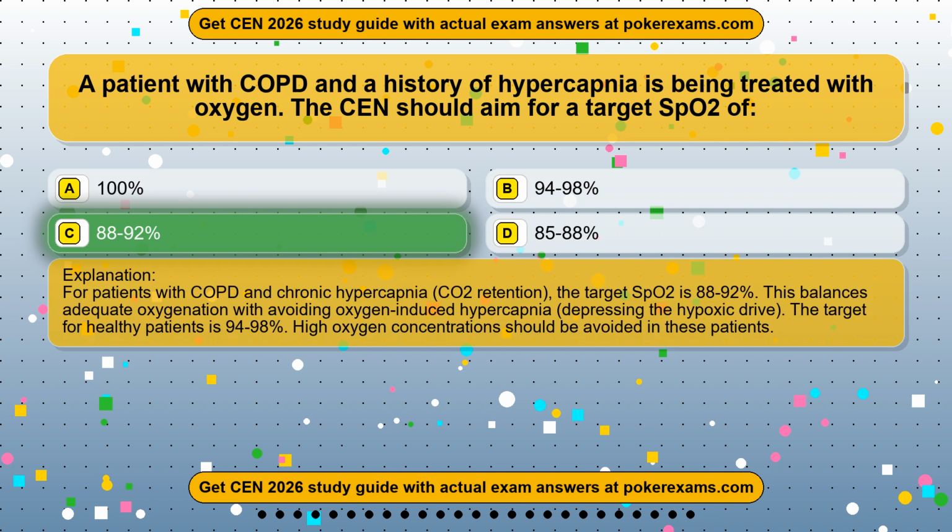For patients with COPD and chronic hypercapnia, CO2 retention, the target SpO2 is 88 to 92%. This balances adequate oxygenation with avoiding oxygen-induced hypercapnia, depressing the hypoxic drive. The target for healthy patients is 94 to 98%. High oxygen concentrations should be avoided in these patients.